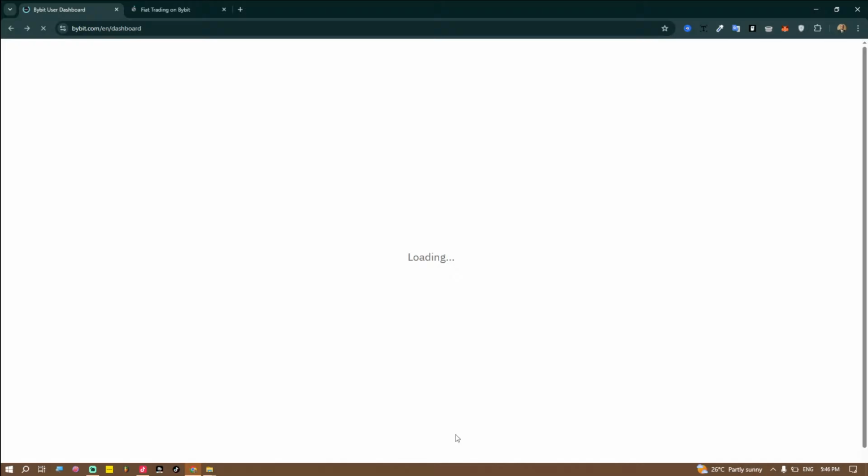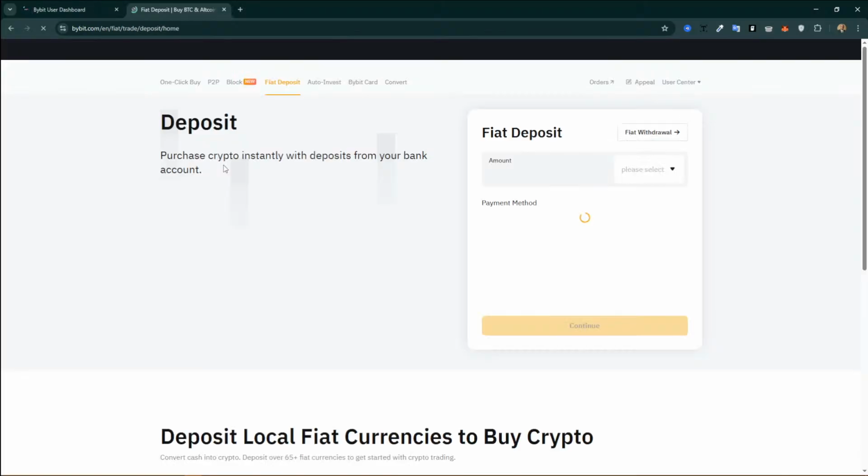Seconds to upload. This is the next payment method, which is fiat deposit.